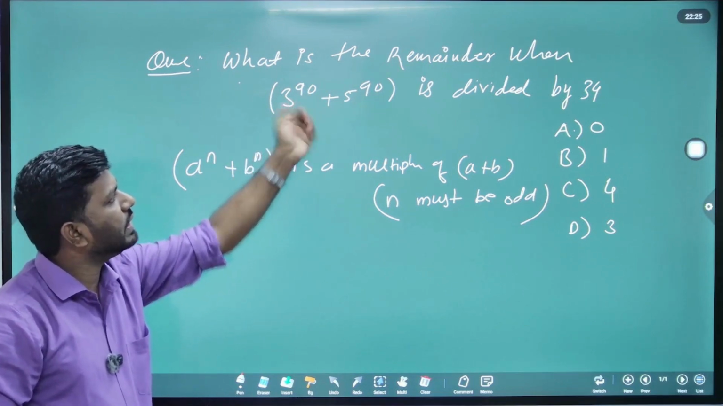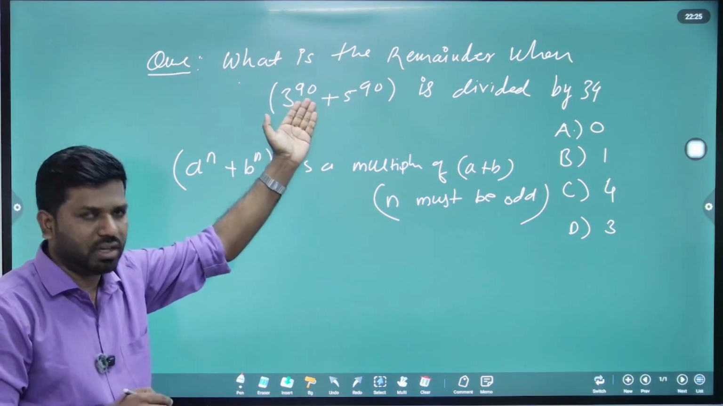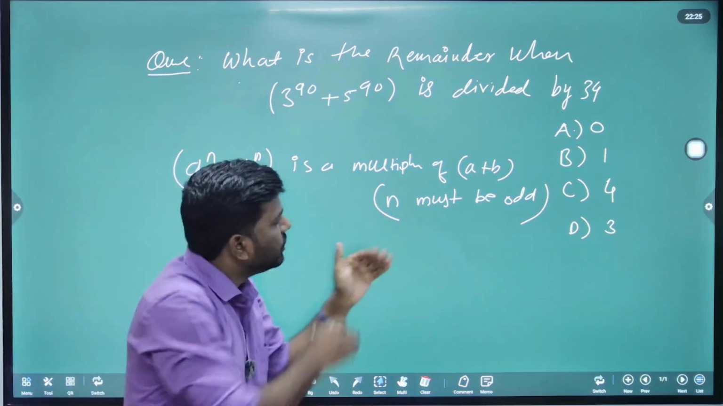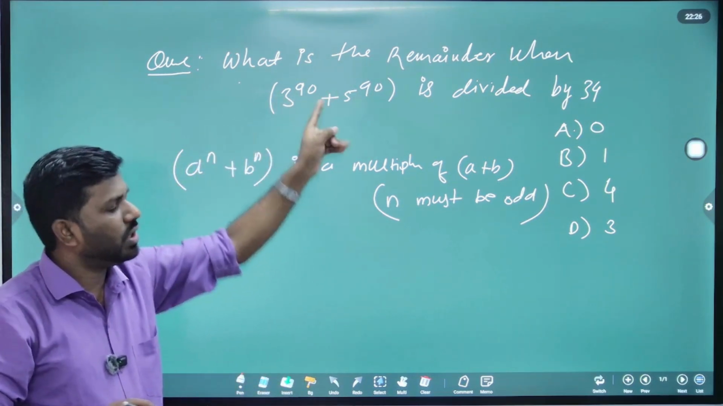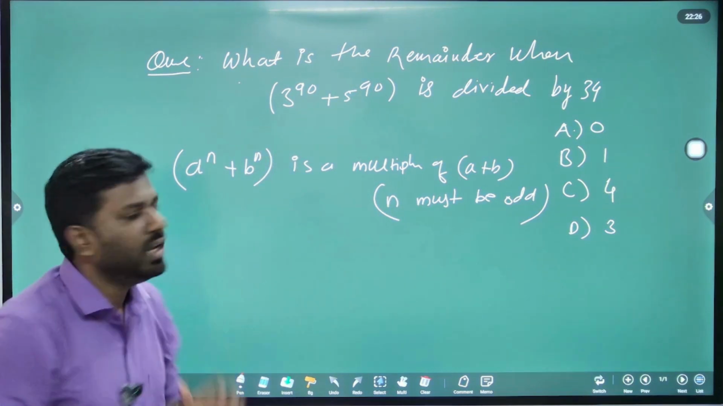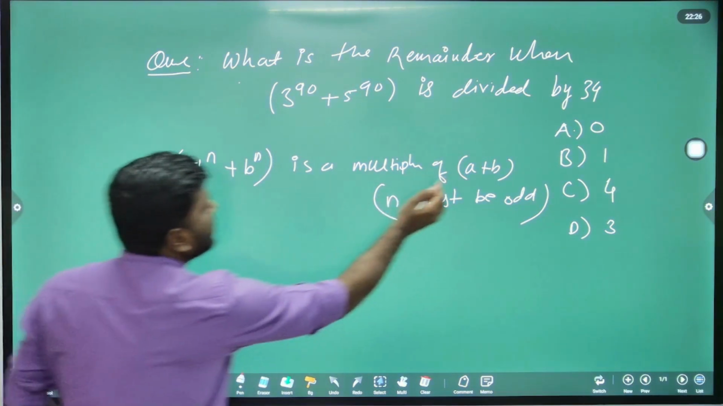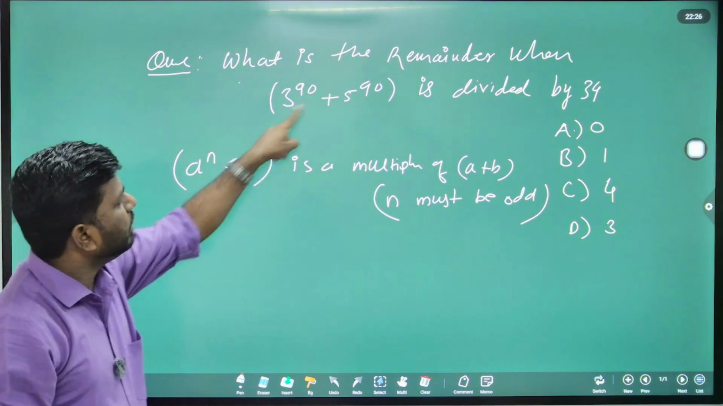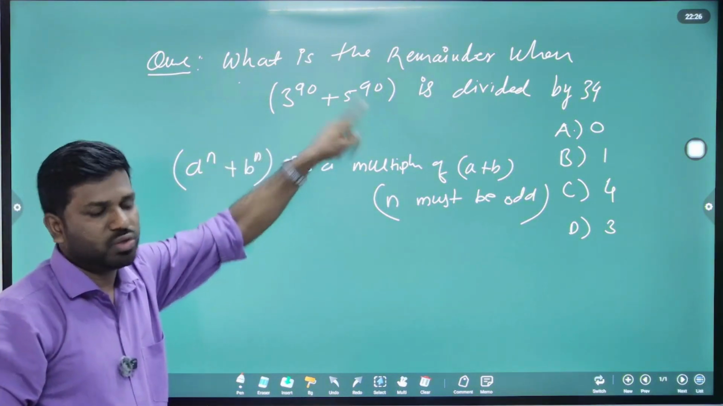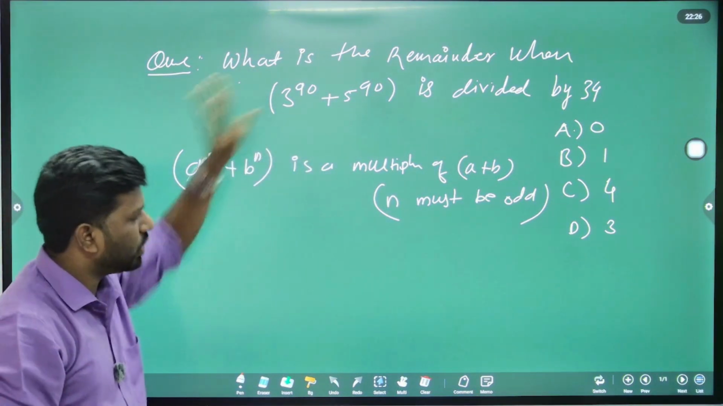We can clearly see n is not an odd number; 90 is an even number. So we need to first change that n into an odd number. We need to change 90 in terms of an odd number. That is our first target. Second, this a plus b must be equal to 34 in this question. We can see 3 plus 5 is not equal to 34. So we have two targets to achieve here to solve this question.